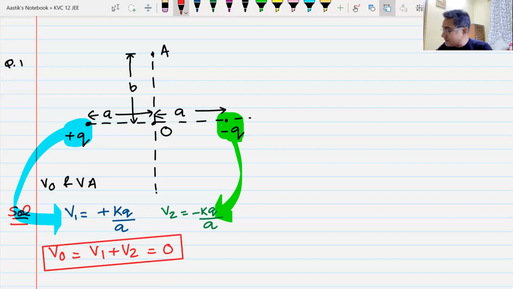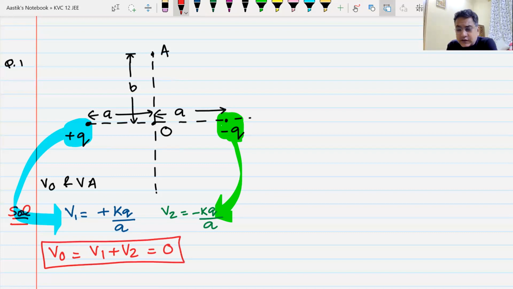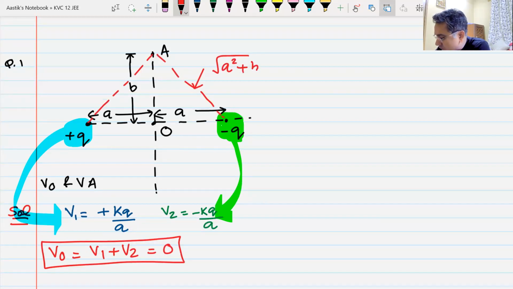Do we understand this? Yes, sir. Everyone understand this? Can I have a raise of hands that everyone understands this? Understood, sir. What about point A? If I just join this, both the distances are the same. It will be under root of A square plus B square. Yes or no? Yes, sir. Distances are the same, charges are equal and opposite, so the potential at point A is also going to turn out to be 0.